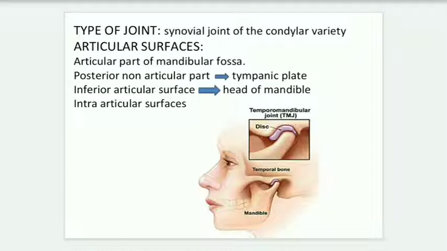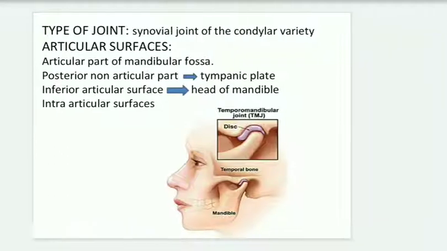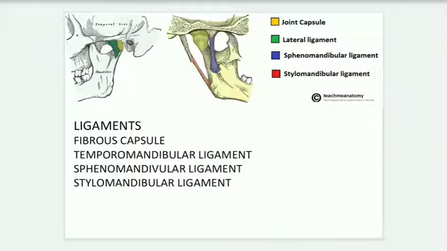and the joint is divided into upper and lower parts by an intra-articular disc. Next, we come into the ligaments. There are the fibrous capsule, temporomandibular ligament, sphenomandibular ligament and stylomandibular ligament. Coming to the fibrous capsule, you can see it here in yellow color in the picture.